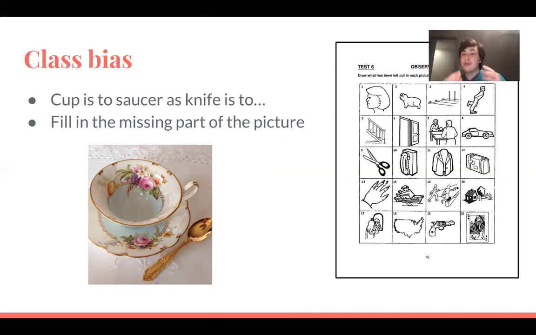Another type of question that might be given in intelligence tests historically was fill in the missing part of the picture. You might not be able to see this super well. I'm sorry about that. But basically, there are pictures, and you have to fill in the missing parts. There's a whole lot of problems with this type of question. I don't know how to fill some of these in. But question 7, for example, is supposed to be a ping pong table, and you put the net there. That's the missing part.